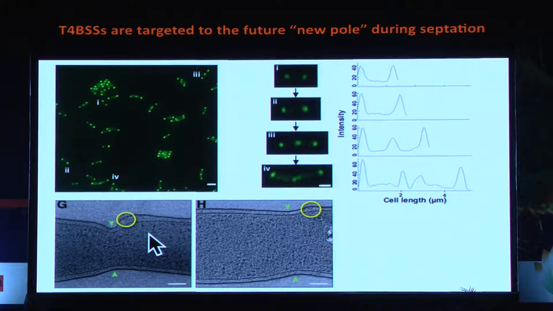This is not just for type 4 secretion system. Now there are some other molecular machines that also seem to go to the mid cell during the septation process.